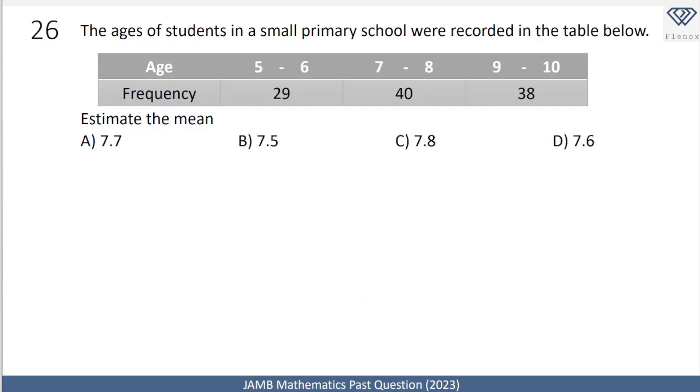So moving on to the next question, we are told that the ages of students in a small primary school were recorded in the table below. We are given the range of ages and the frequency. We are told to estimate the mean.